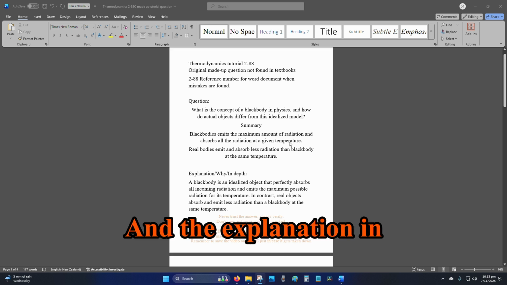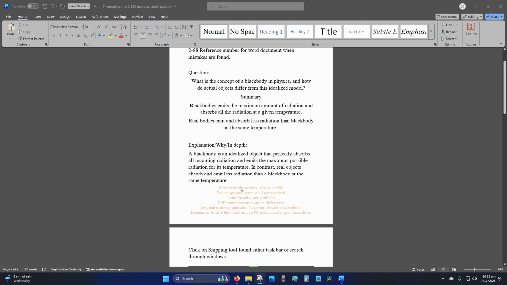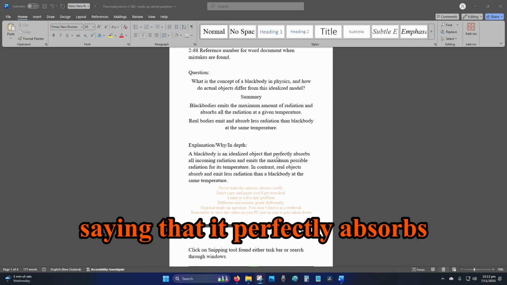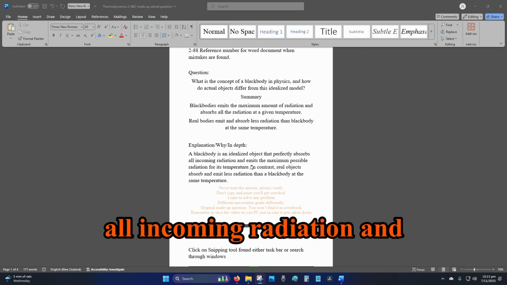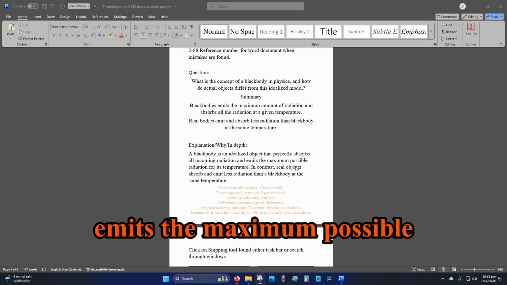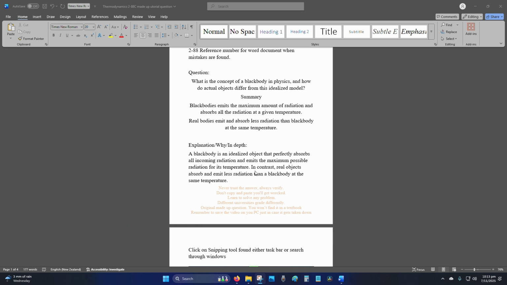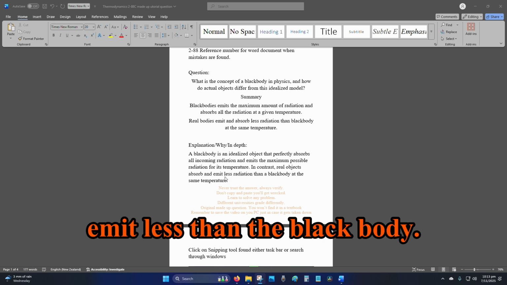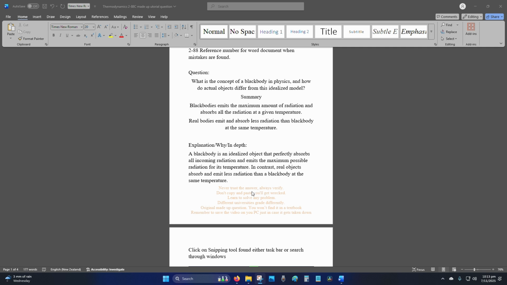And the explanation in depth is more or less the same. So they do go into detail saying that it perfectly absorbs all incoming radiation and emits the maximum possible radiation for its temperature. In contrast, real objects emit less than the blackbody at the same temperature.